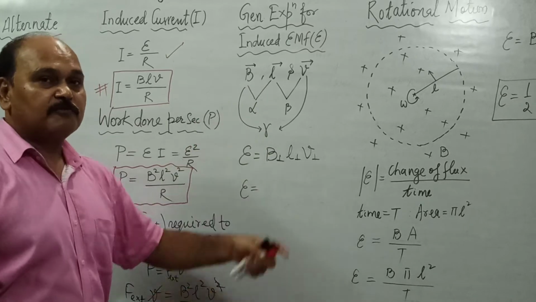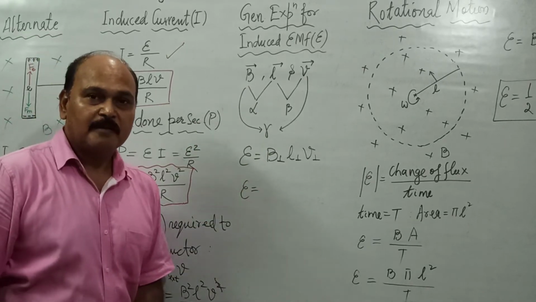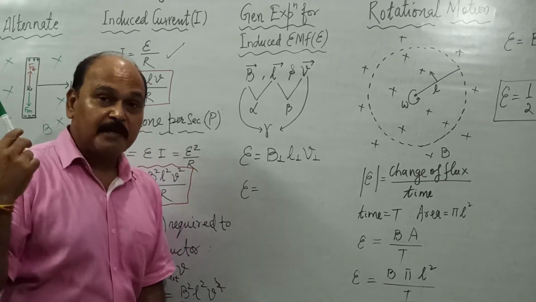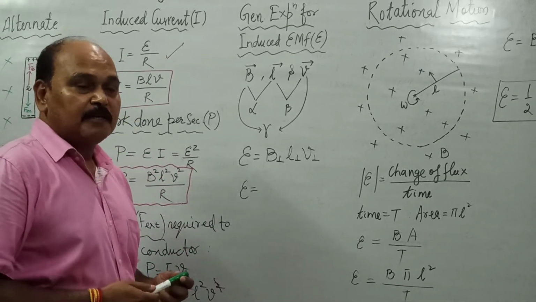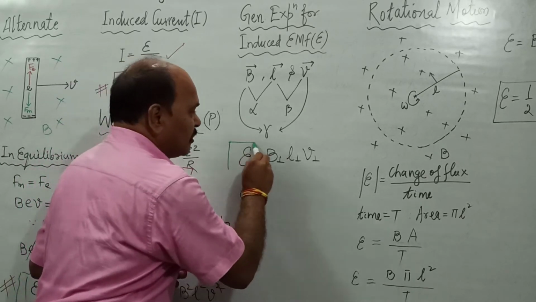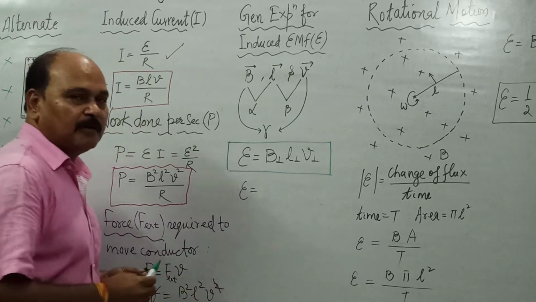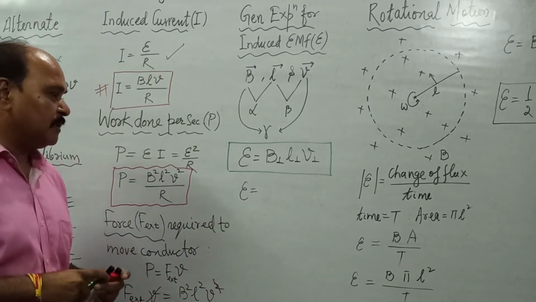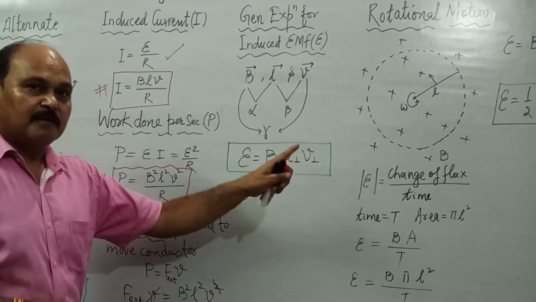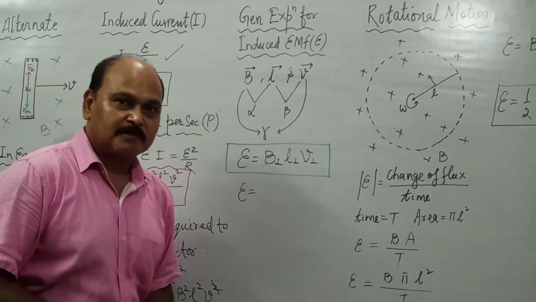Well, in that case, what is the value of induced EMF I am going to work out? If all these three vectors B, L and V are not perpendicular to each other, then in the expression of induced EMF, we write down their perpendicular components. If all three vectors are perpendicular to each other, we straightaway multiply them: E is equal to BLV. But if they are not perpendicular, we write down their perpendicular components.